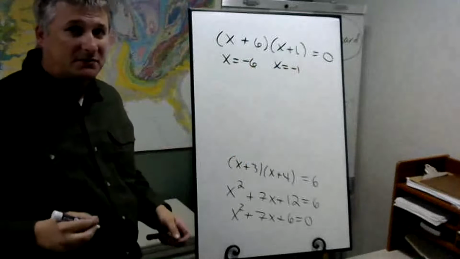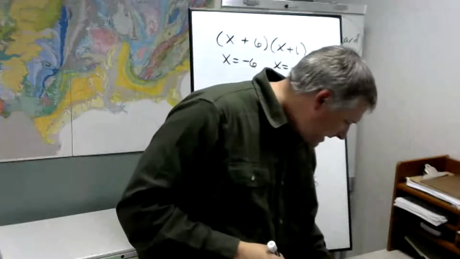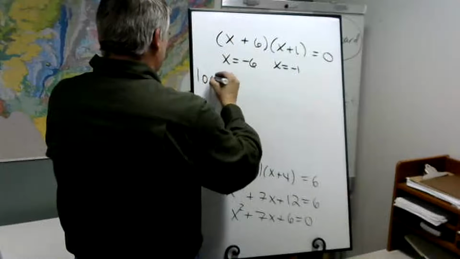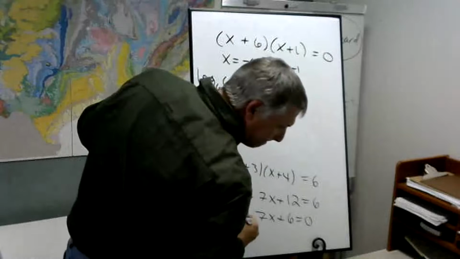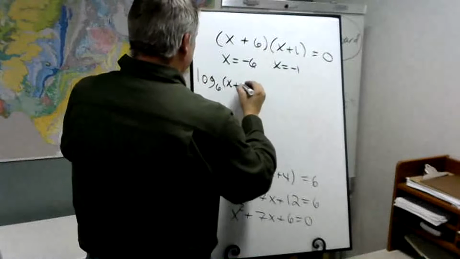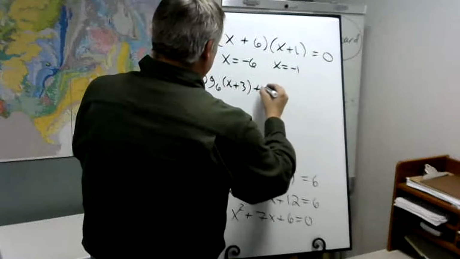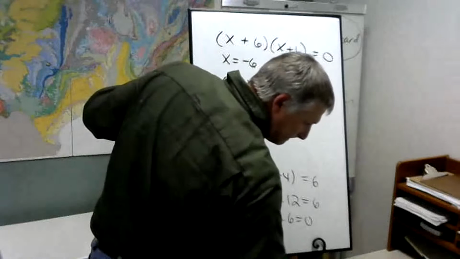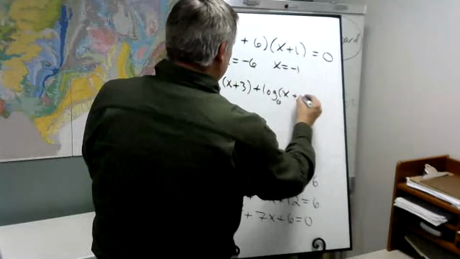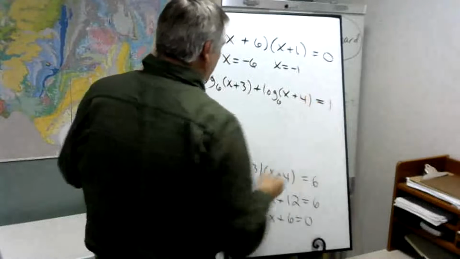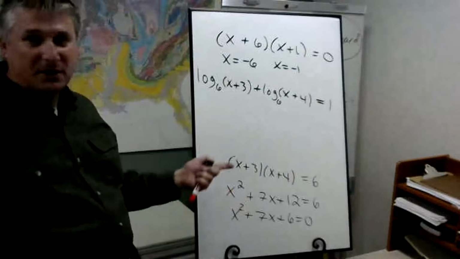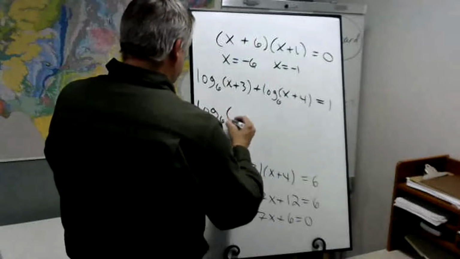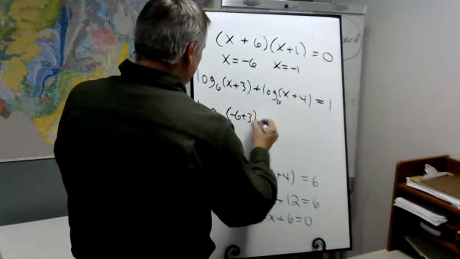Now we definitely want to test these answers. So looking back at the original problem, log base 6, x plus 3 plus log base 6, x plus 4 is 1. Let's try this for -6. Well, what we're going to see, it's not going to work out right away. You're going to see a problem.